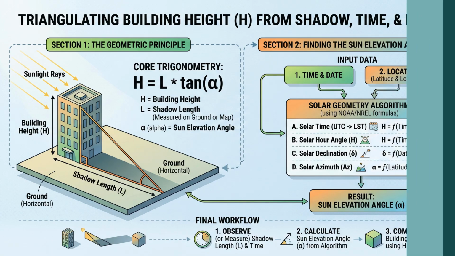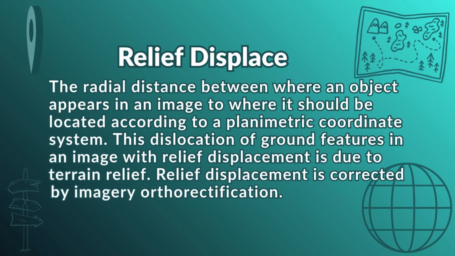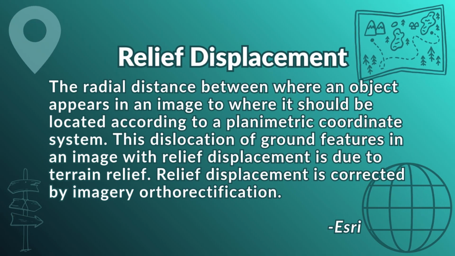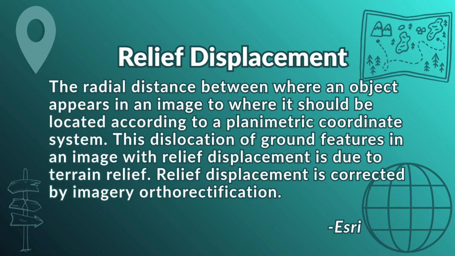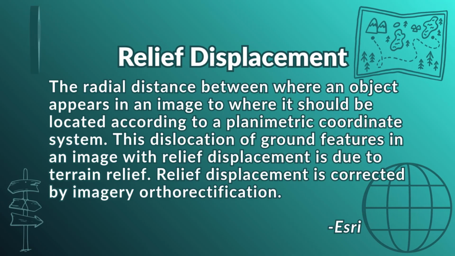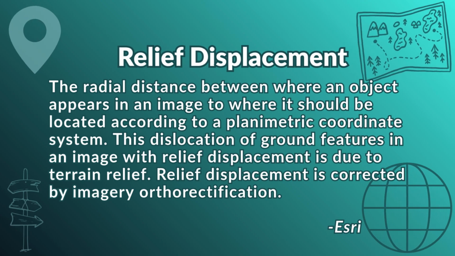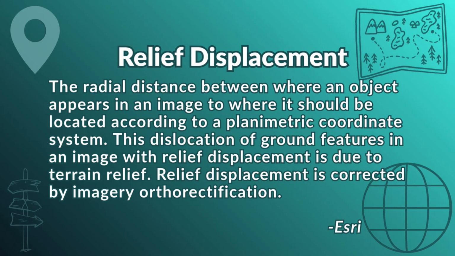It's called relief displacement. What's that? It's where a skyscraper appears to lean outward away from the exact center of the camera lens. That also provides measurable mathematical clues about vertical height. Okay, so shadows and relief displacement give us a great visual calculation, but it is still an estimation based on a 2D image. Right, it's an estimate.